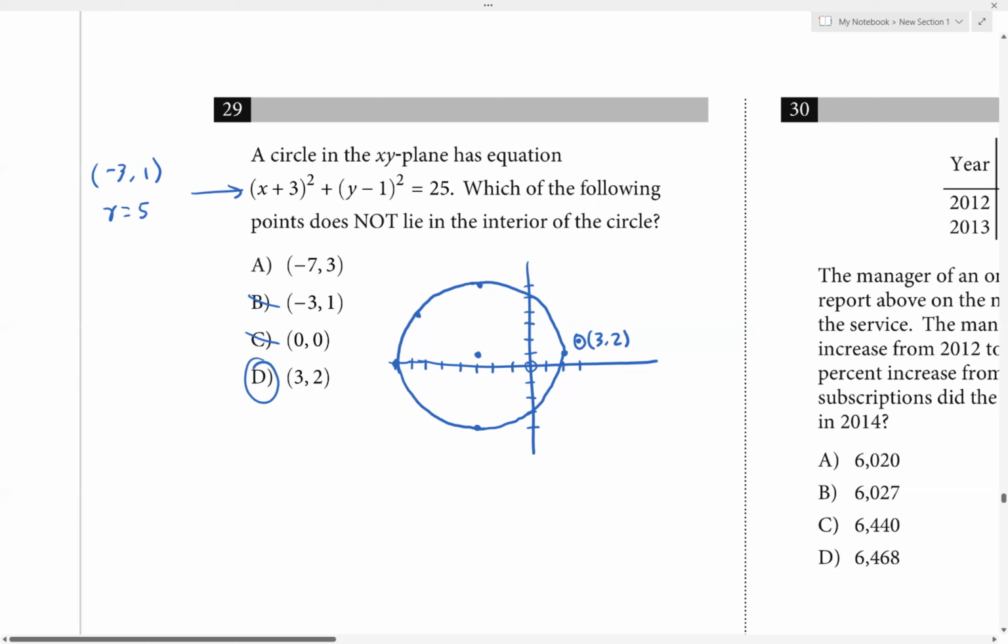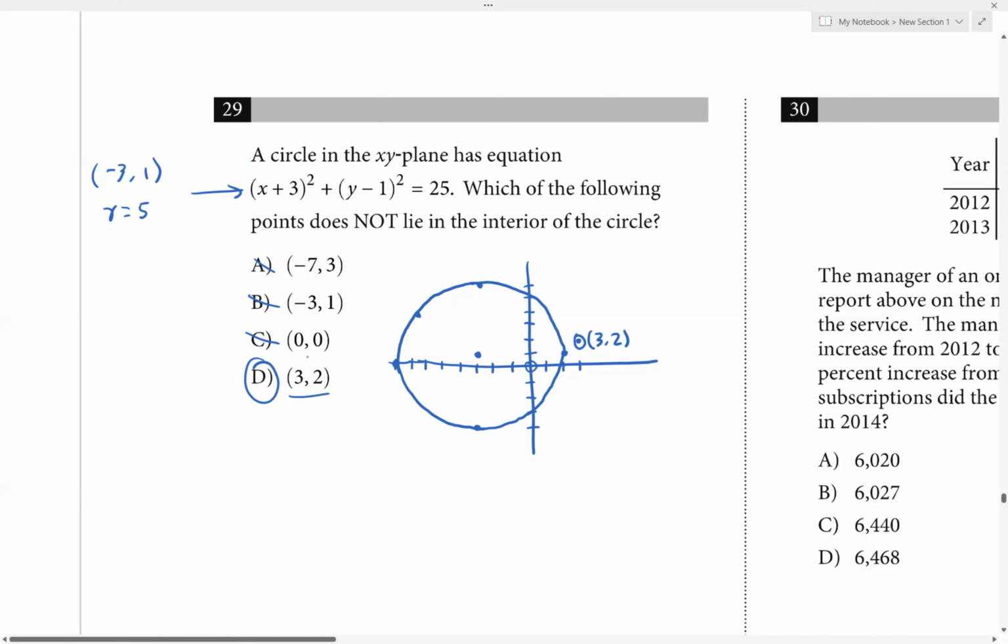If you want to verify this algebraically, what we can do is this. Let's just verify answer D real quick. If it's inside a circle and you plug in the point into the equation, we should get less than 25. If the number on the left side is less than 25, it will be inside. If it's equal to 25, it'll be right on the circle. And if it's greater than 25, then it'll be outside the circle. That's how we can tell.